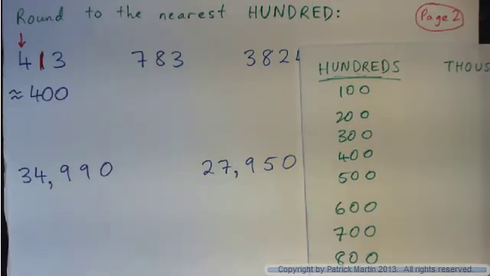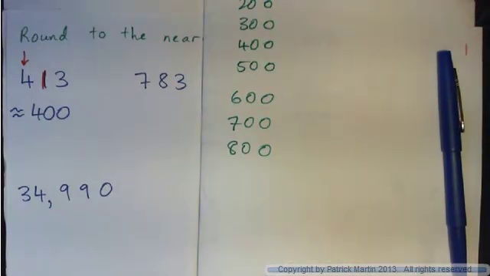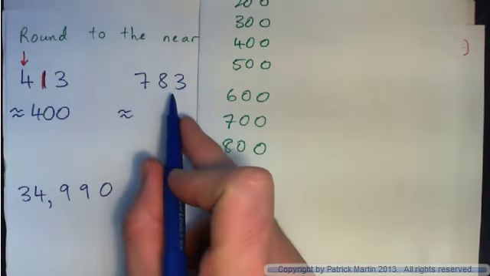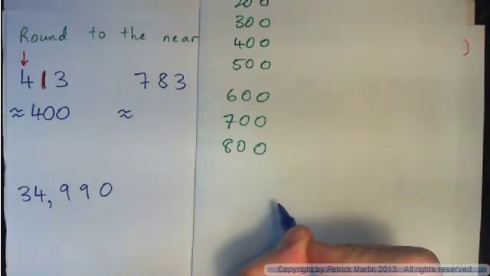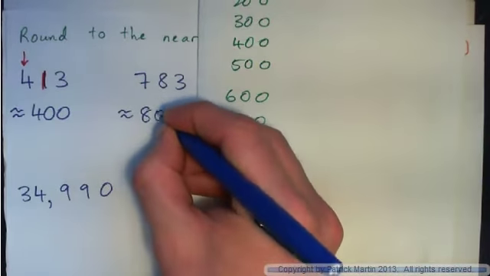So how about 783? What 100 is that closest to? 600, 700, 800? The multiple of 100 that this is closest to is what? It's closest to 800, right?